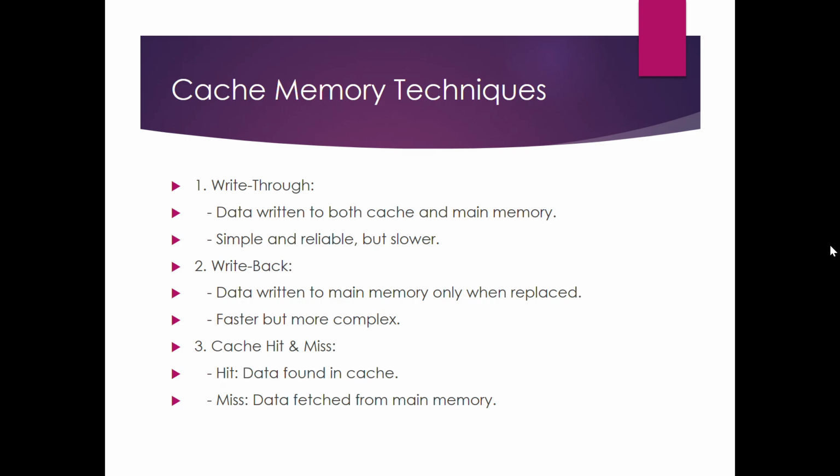Cache memory techniques. One is write through: writing to both cache and main memory. Simple and reliable but slower. Two, write back: data is written to main memory only when replaced; faster but more complex. Three, cache hit and miss. Hit: data found in cache. Miss: data fetched from main memory.